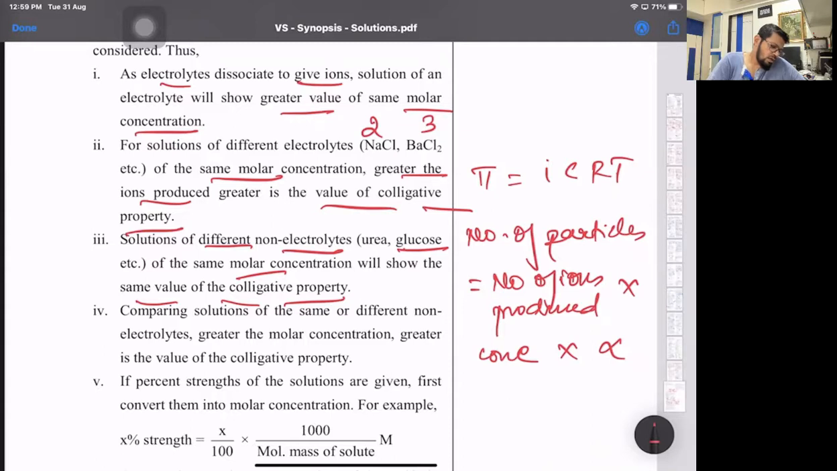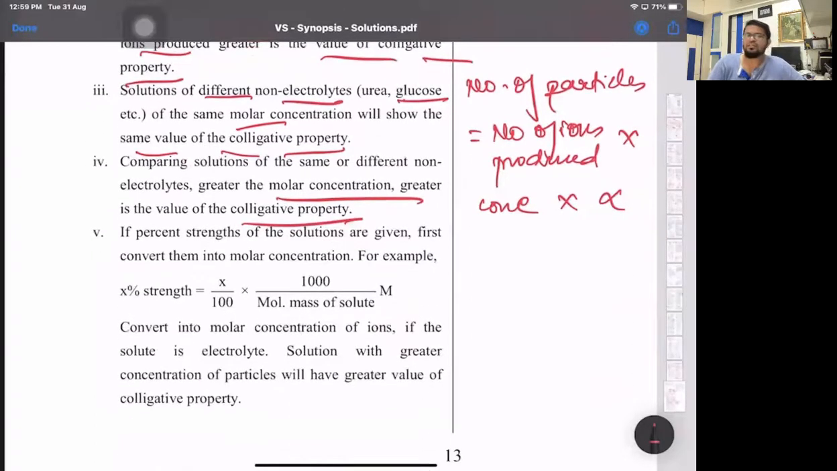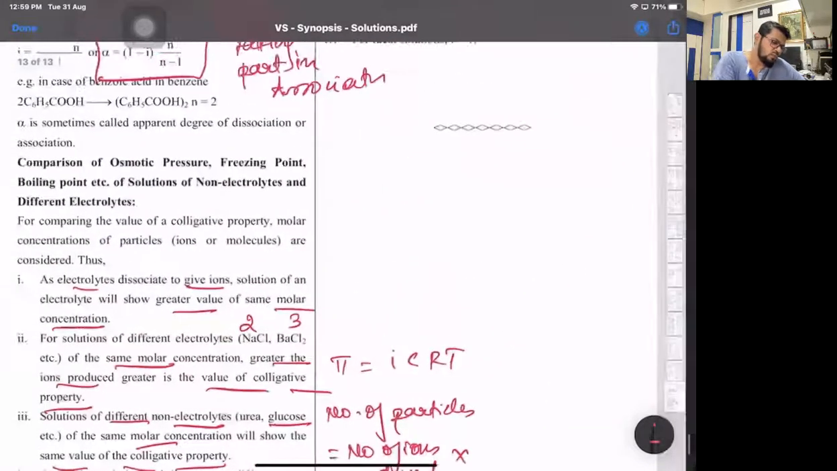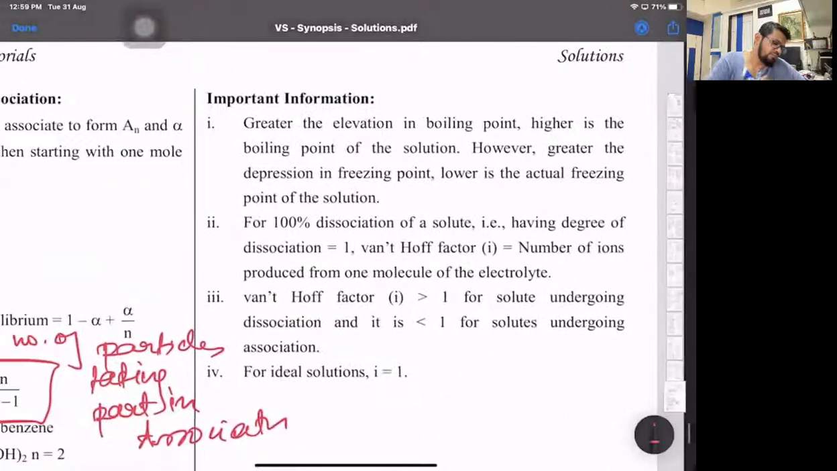That's one. Comparing solutions of non-electrolytes, the greater the molar concentration, the greater is the value of colligative property. If percentage strengths are given, then first convert them into molar concentration. Percentage strength is x by 100 into 1000 upon molar mass of solute. Convert to the molar concentration of ions of the solute. A solution with greater concentration of particles will have a greater value of colligative property, because the more the particles, the higher the property.